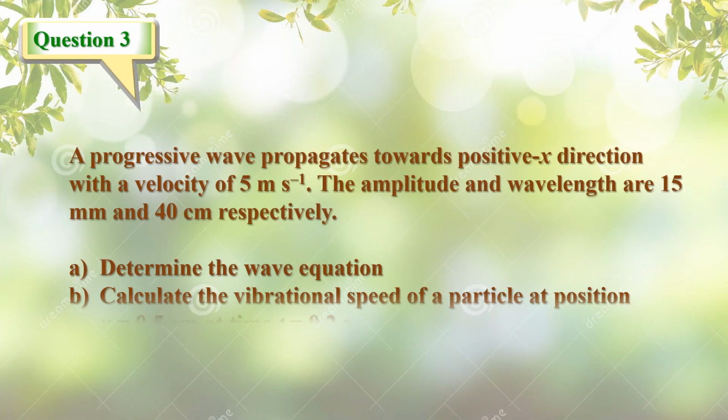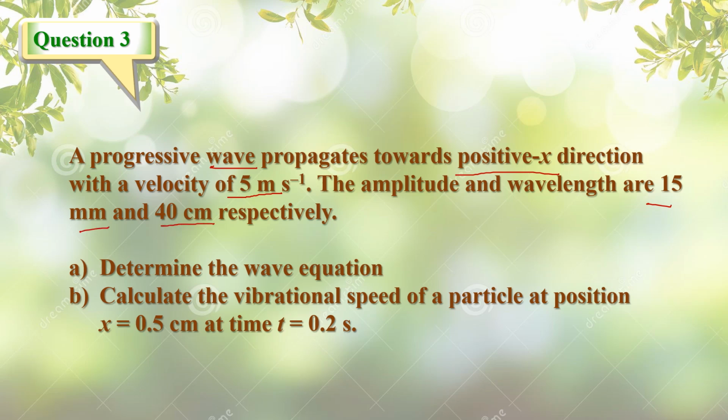Now we proceed to question 3. A progressive wave propagates towards the positive x direction. Remember, please highlight positive x direction. With a velocity of 5 meter per second, velocity of wave. The amplitude and the wavelength are 15 millimeter and 40 cm respectively.